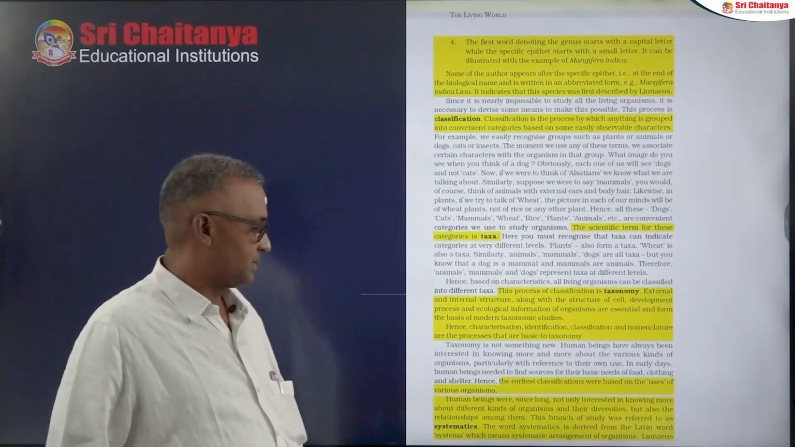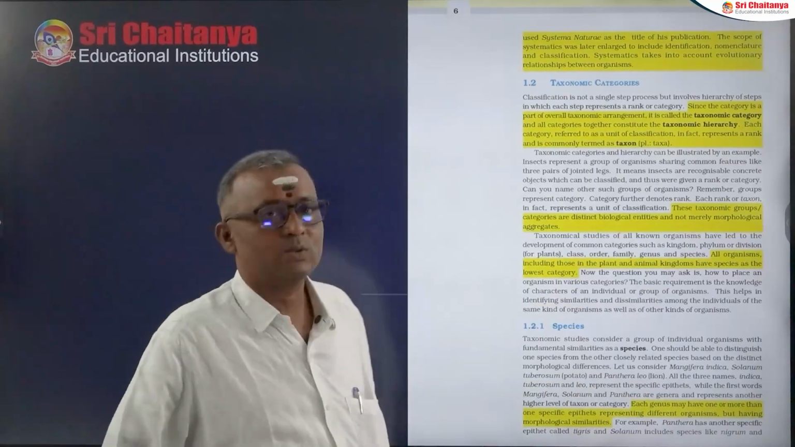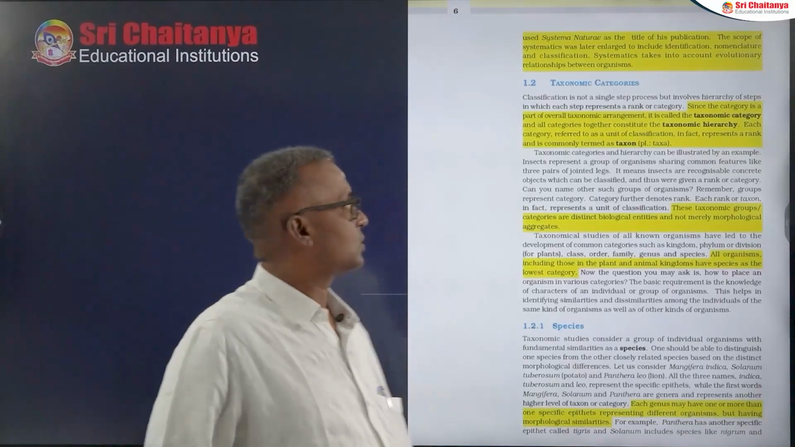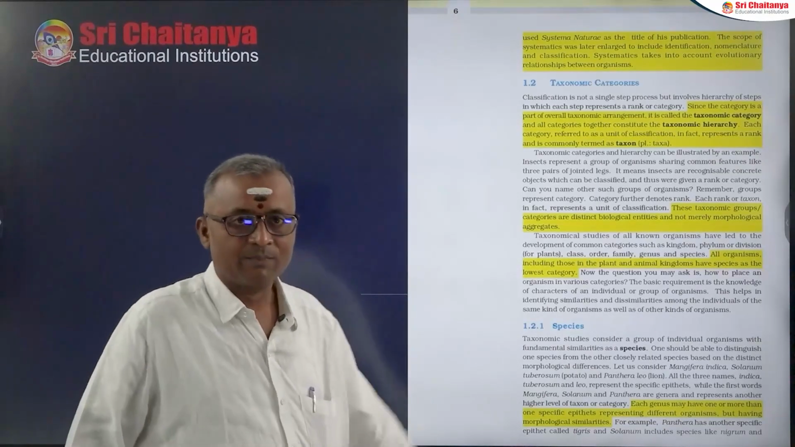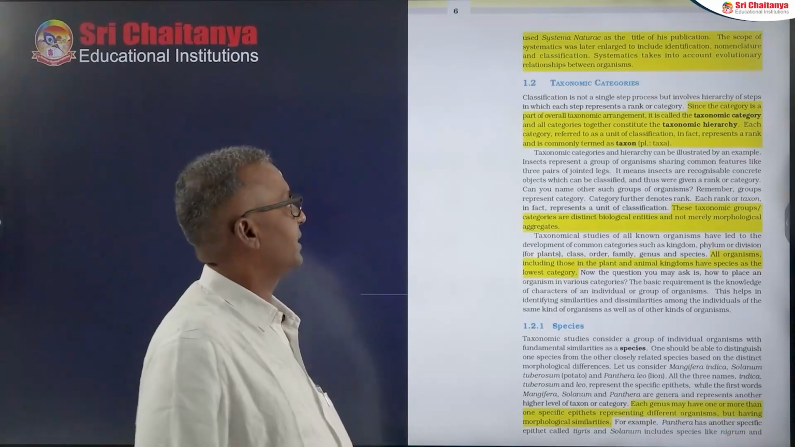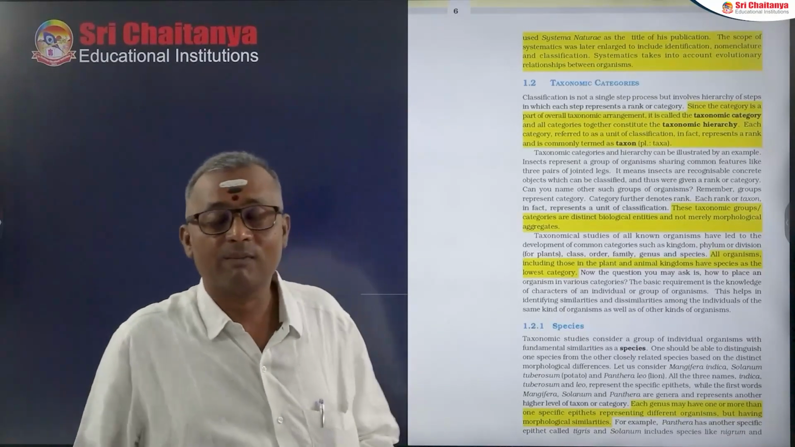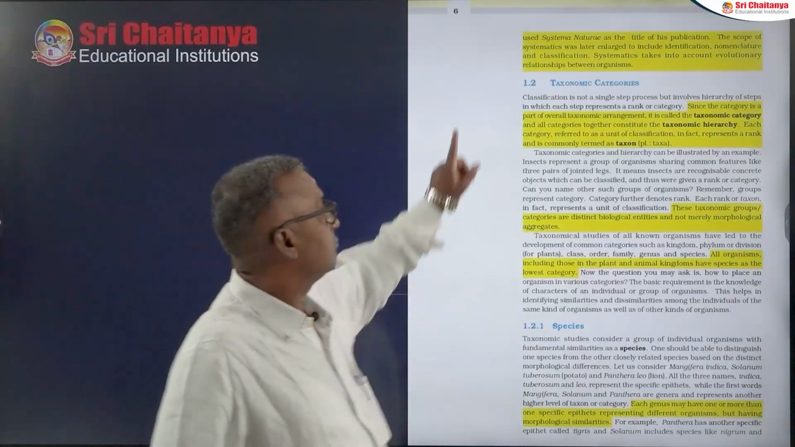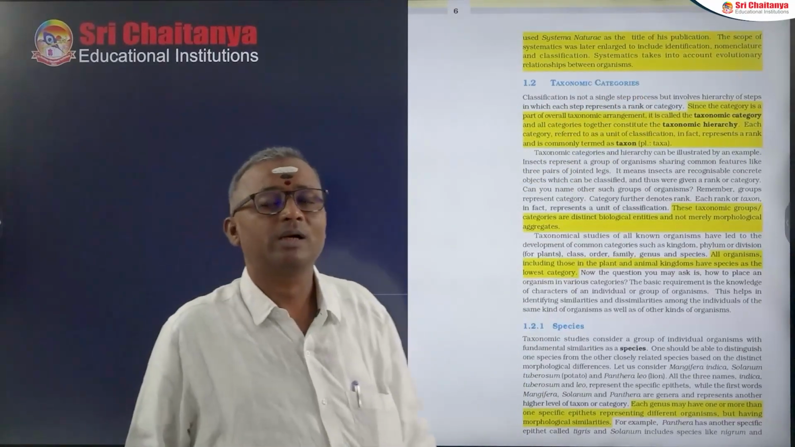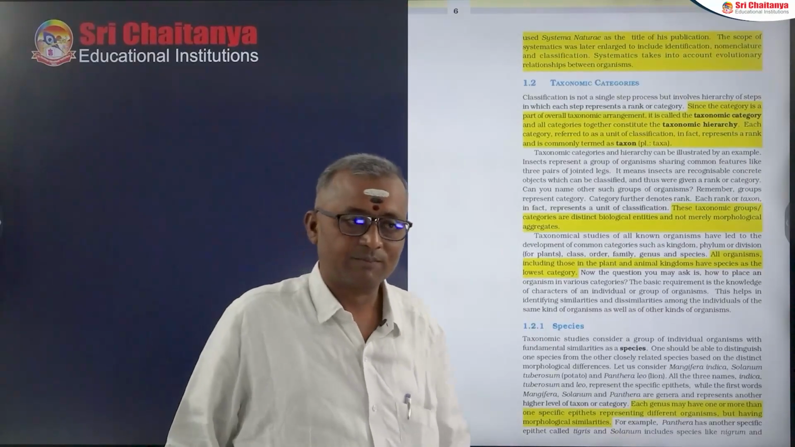And this term systematics was again given by Linnaeus in his book Systema Naturae. The scope of systematics has been increased to include identification, nomenclature and classification, and systematics also takes into account evolutionary relationships or phylogenetic relationships. That is the importance of systematics.